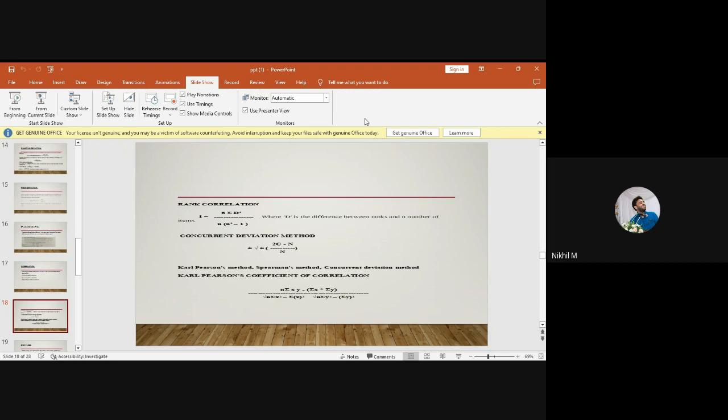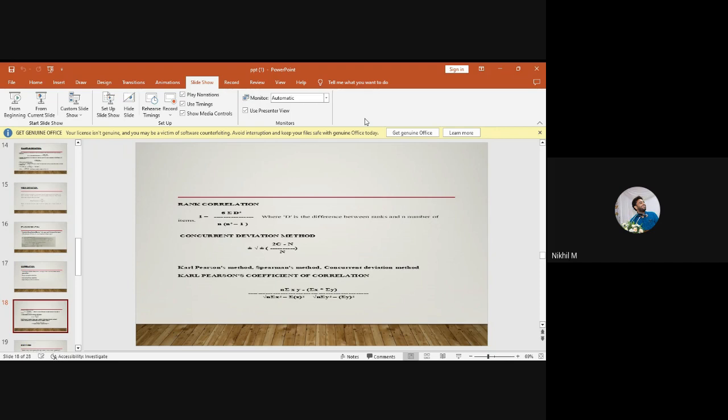0 means no correlation. -1 indicates perfect negative correlation. +1 is perfect positive correlation, and values in between indicate moderate relationships.